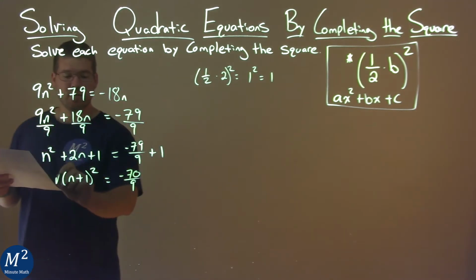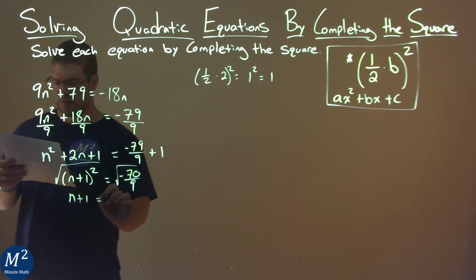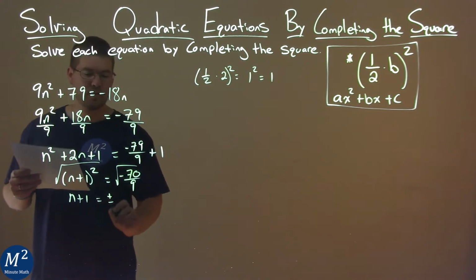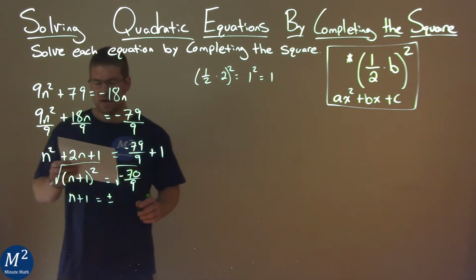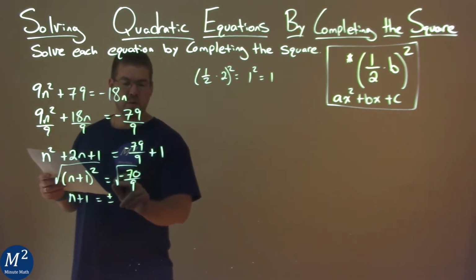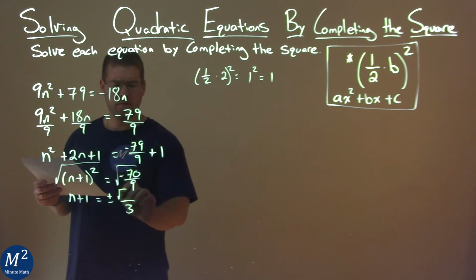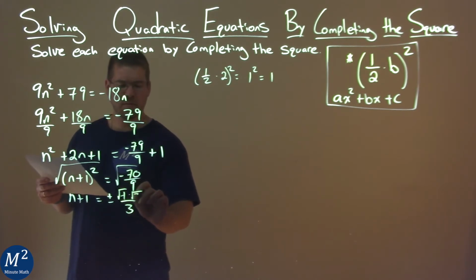We now take the square root of both sides, and we have n plus 1 equals, well, plus or minus, we take the square root, and we know we can take the square root of the numerator and denominator individually. Square root of 9, the denominator, is just 3, and the square root, well, of negative 70 is the same as the square root of negative 1 times the square root of 70.